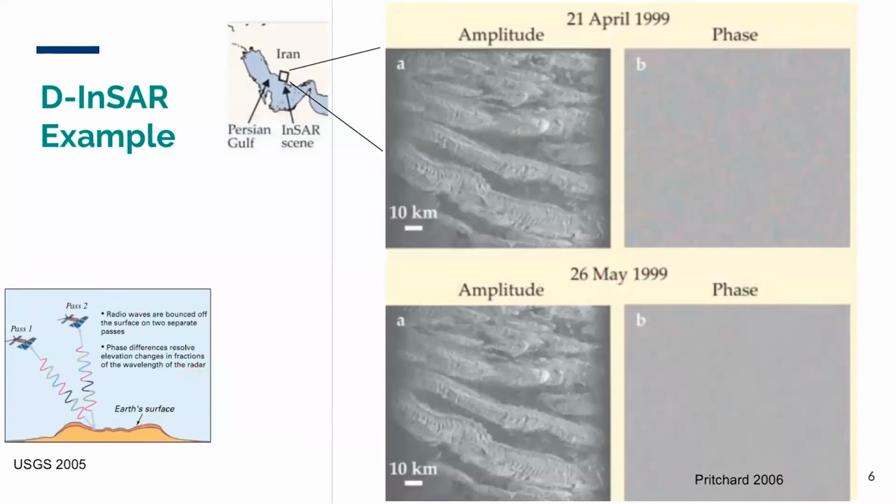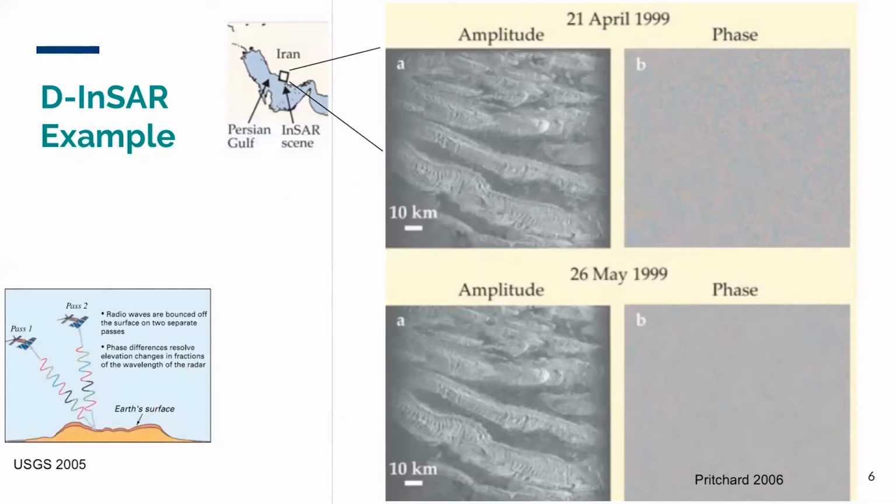So here are two SAR images from Iran. This was a study done by Pritchard in 2006. Again, we have amplitude and we have phase. There where we have the 10 kilometer mark is actually water that's part of the Persian Gulf. We can actually see hills in the amplitude because it's the reflected quality of the light. For the phase, it really looks like static. You can't really see much in the phase images.